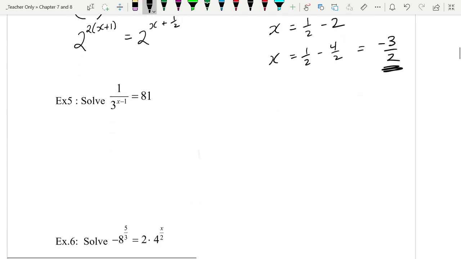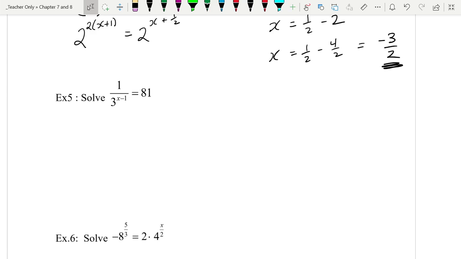Okay, what am I going to do with example 5? Well, remember that I had a rule that we looked at a few minutes ago that said x to the negative a is equal to 1 over x to the a, right? That's how negative powers work. So if I have 1 over 3 to some power, that's like saying 3 to the negative of that power. And while I'm at it, 81 is 3 to the 4. See how that works?